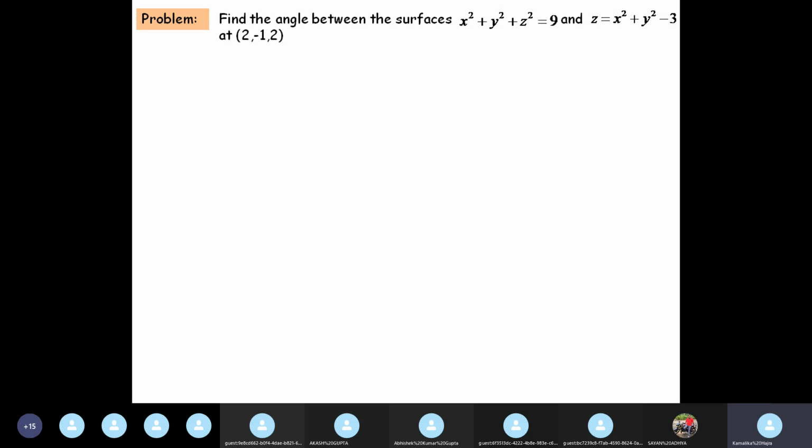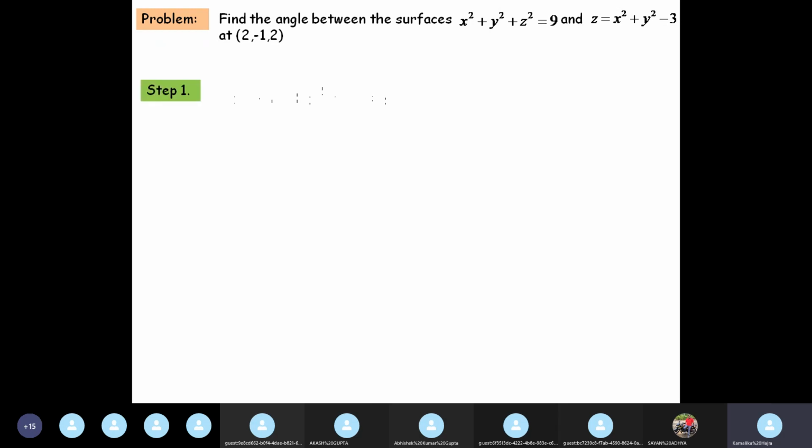There are two surfaces, and obviously the two surfaces are intersecting along a line. On that line, you have been given a point where you are asked to find the angle between the two surfaces. Since the two surfaces are making an angle, obviously they are intersecting. So you have to find the angle between them at that point. So what will you do? You will quickly find the normal to these two surfaces. The angle between the surfaces will be equal to the angle between the normals.